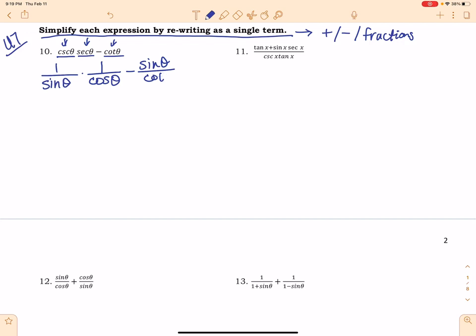Oh, why did I write that? Out of control. Okay, and I wrote that wrong. It can't take me anywhere.